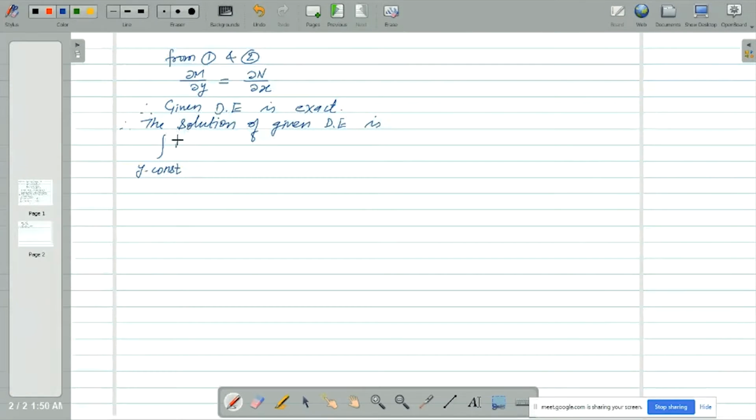Okay, what is that? M dx, first one, M dx plus integration. Integrate terms in N free from x. Terms in N free from x. Okay, here write down N, and this is dy equal to c, where c is the integrating constant. So integration of M.